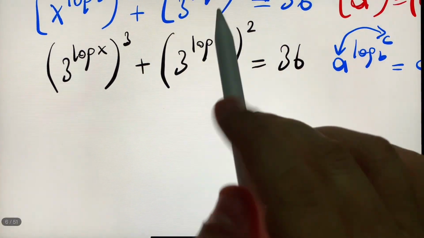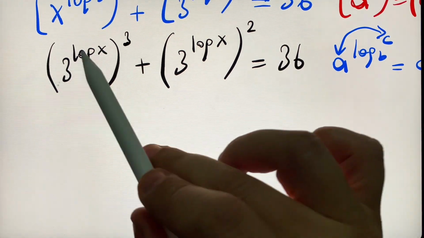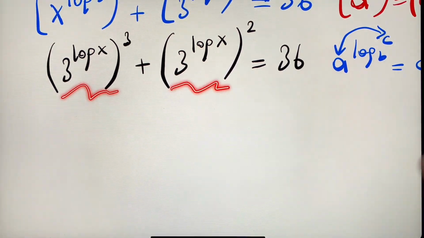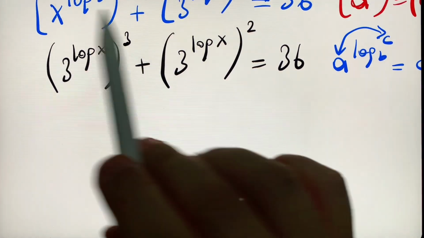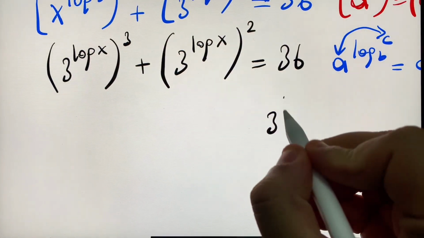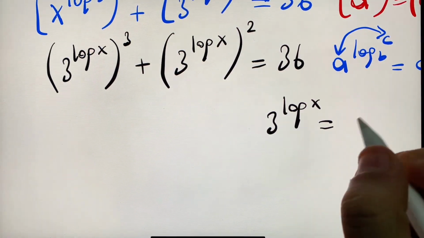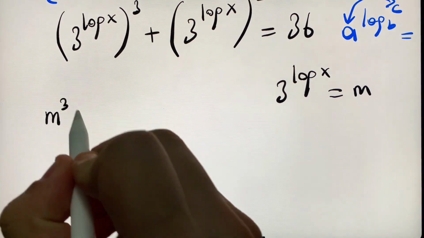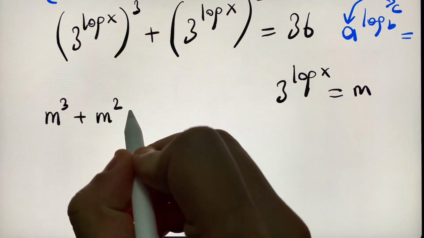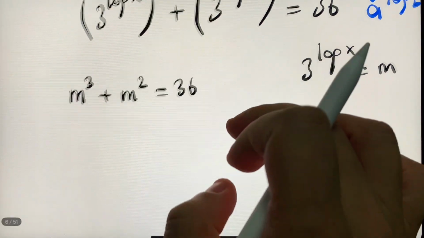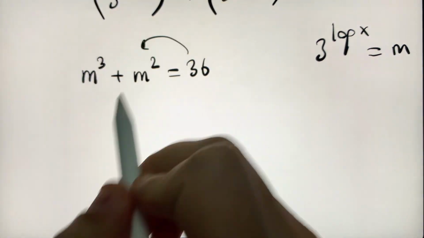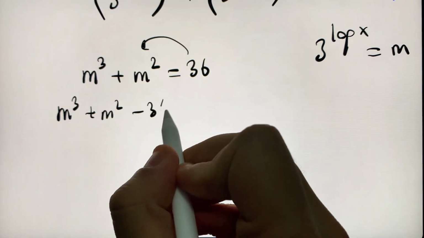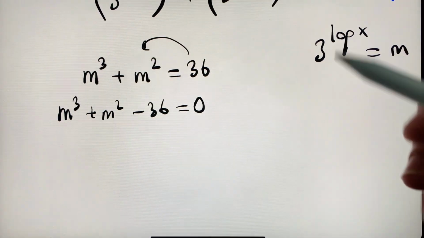Now this logarithm, base 3, we need to give a name to the expression we call log base 3 of x, since it appears similarly in both. So let me call it m. I'm writing this in our equation right away: m cubed plus m squared is equal to 36. Let's send this number 36 to the other side: m cubed plus m squared minus 36 is 0.